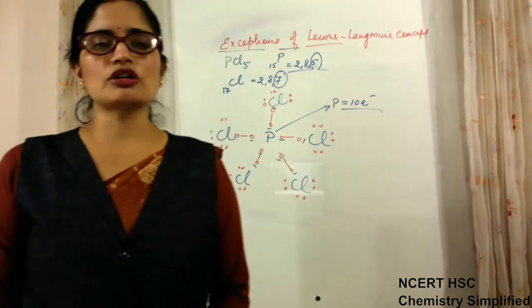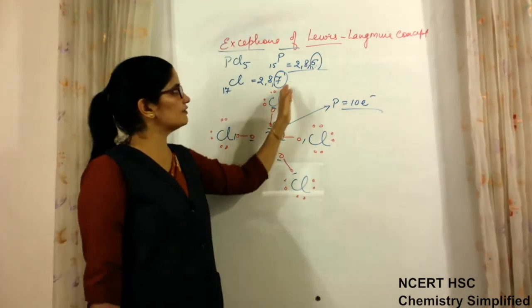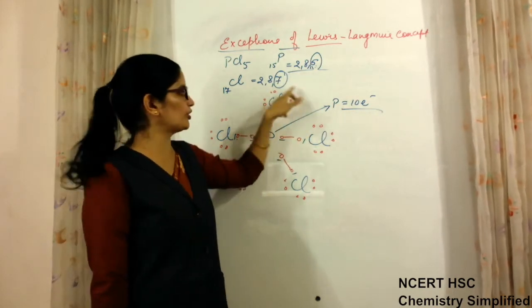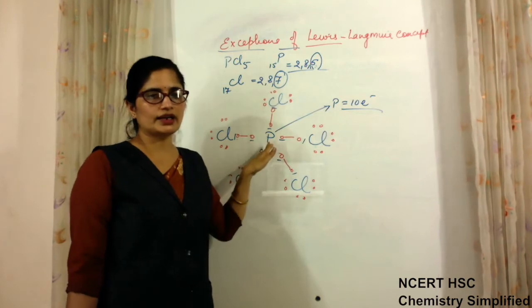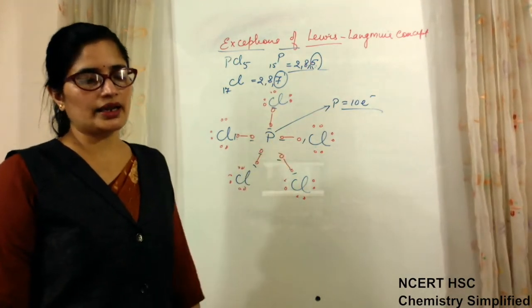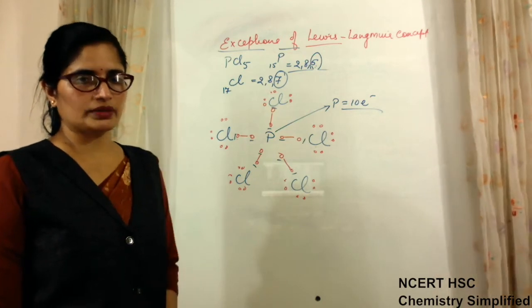For SF6 also you can draw, and you will find that sulfur has 12 electrons. Sulfur will be the central atom bonded to 6 fluorine, and it will have 12 electrons placed on it, again not following the octet rule.